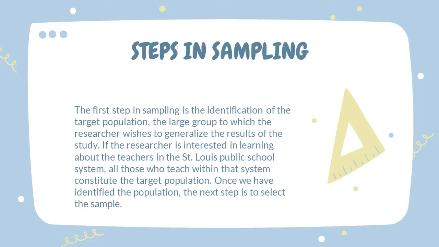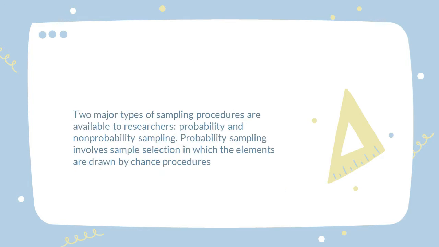Steps in sampling. The first step in sampling is the identification of the target population, the large group to which the researcher wishes to generalize the results of the study. Two major types of sampling procedures are available to researchers. First, probability, and second, non-probability sampling.